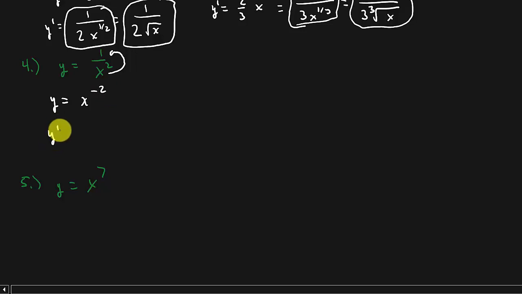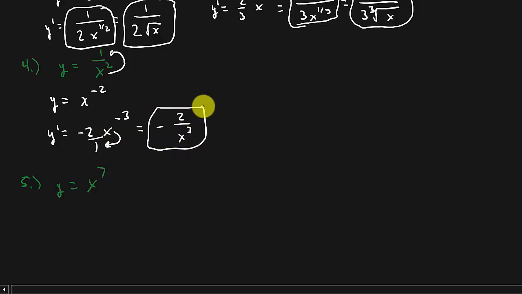And so now y prime would be negative 2. The exponent comes down. Subtract 1 from the exponent. So negative 2 minus 1 is negative 3. And then this would give us negative 2 over. And remember, that's over 1, so we're going to move it down to the denominator to make the exponent positive. So we would get negative 2 over x cubed.